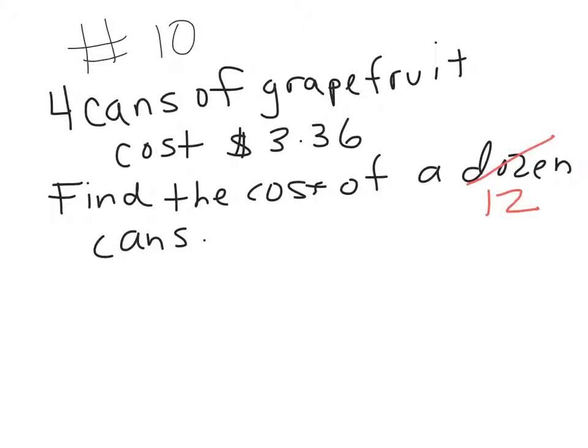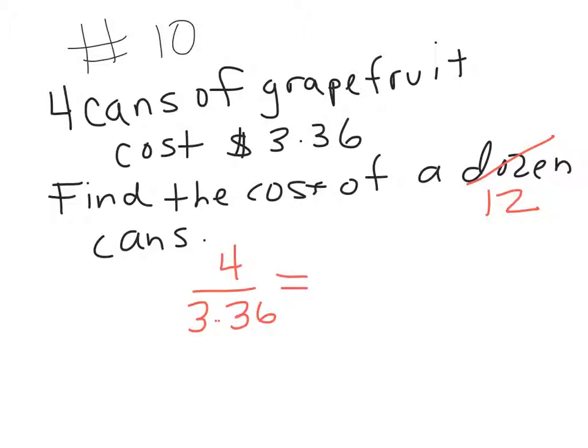cans. Okay? So I'm going to set up my proportion, and I'm going to do that by doing cans of grapefruit over the cost. Okay? And it's important to know whatever you do for the first one. So if I'm going to put cans on the top, 4 cans, and 336 on the bottom, that's the cost. So if I put cans over cost on the first ratio, I also need to do it to the second one. Okay? So it's equal to what?